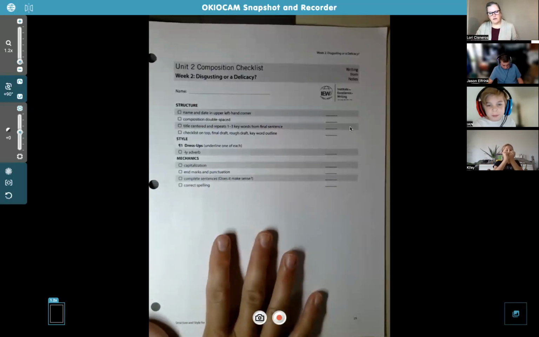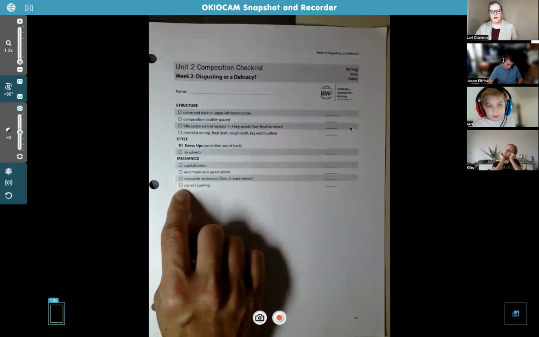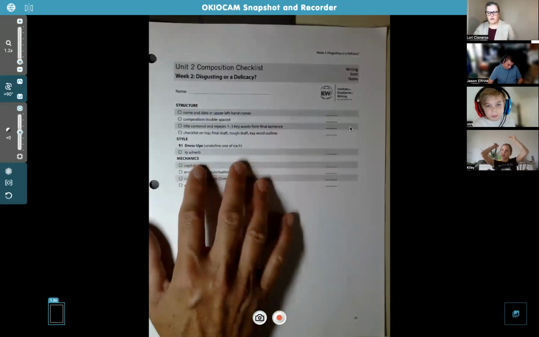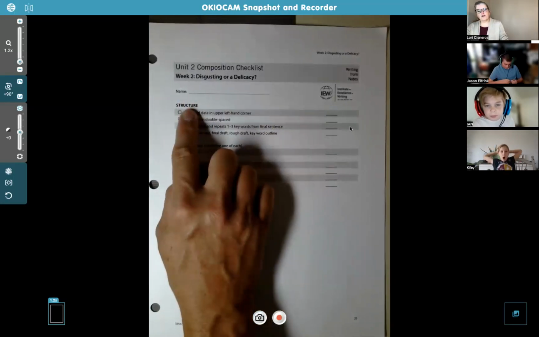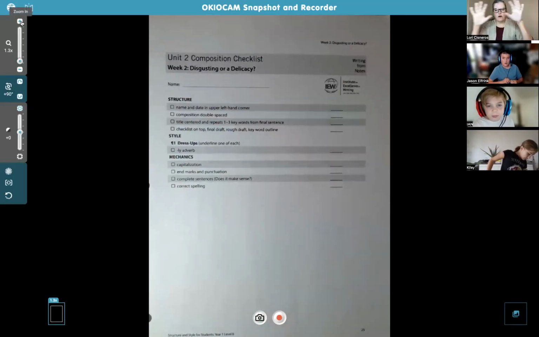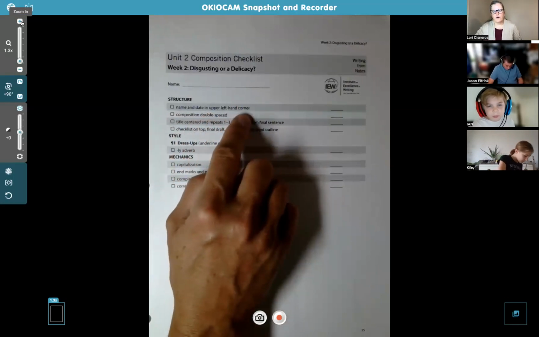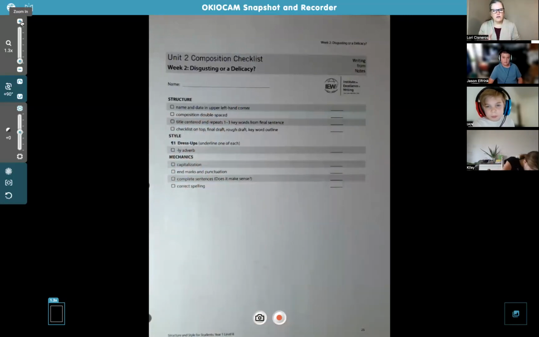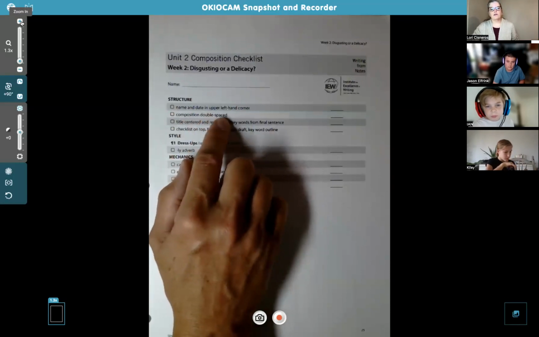So just watch for now, because this is important, okay? This is a checklist. This is what you're going to use every single time you write in my class. You have to use this checklist. And you're going to put your name here where it says name. And then you'll notice the first section says structure. That's basically how the paragraph is structured, how it's made. So you already know this first box says name and date on the upper left-hand corner. That is what we do every single time we get out a new piece of paper. Put your name and date on the upper left-hand corner always, okay? And then it says composition double spaced.